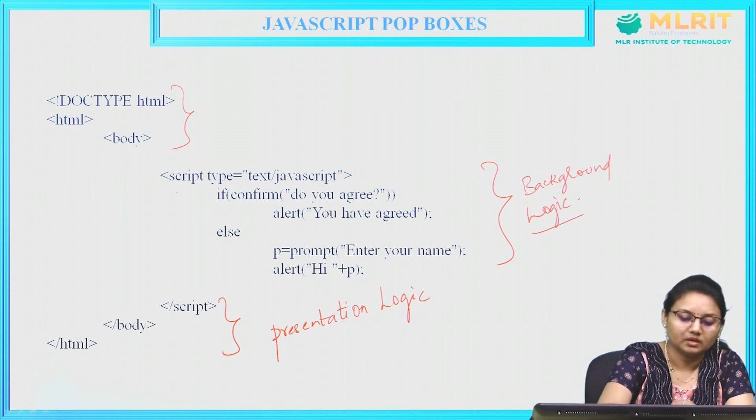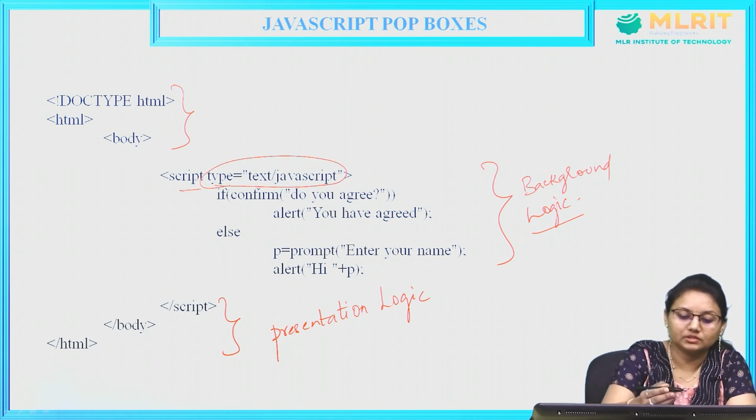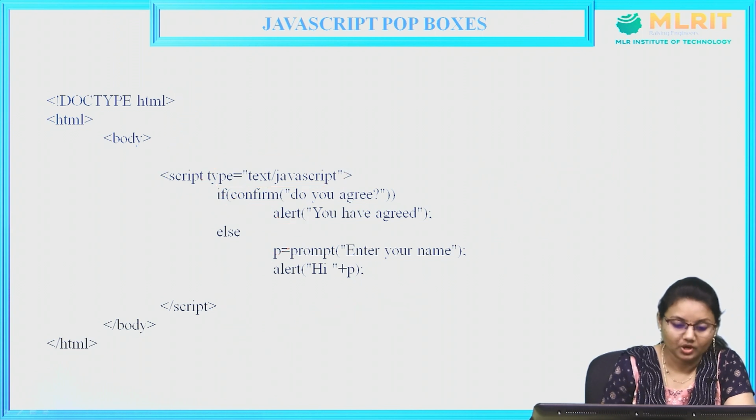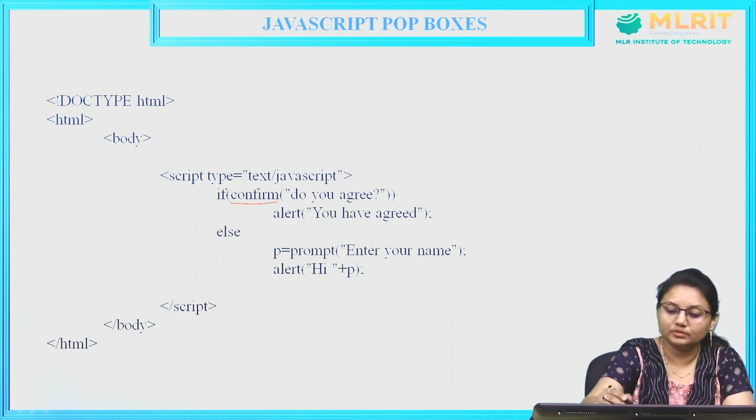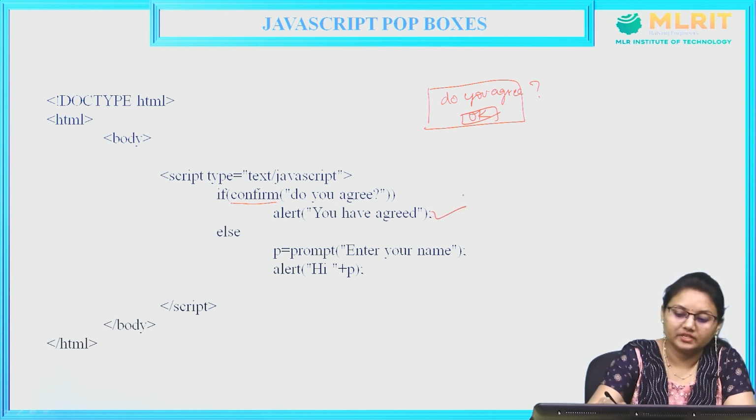Here is how you write a script using a script tag. The script type is the attribute that we are giving; type is text/javascript. And here you are writing an if condition with a confirm box: confirm, do you agree? You are using the confirm box, the alert box, and the prompt also. What does this confirm do? It asks you a question whether you agree or not. If you are agreeing, you click OK. Alert, you have agreed. You will get a message that you have agreed.